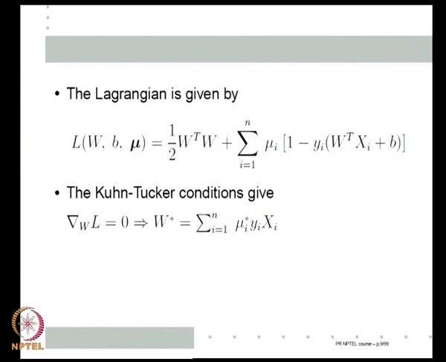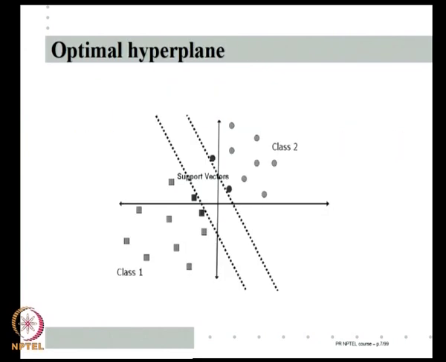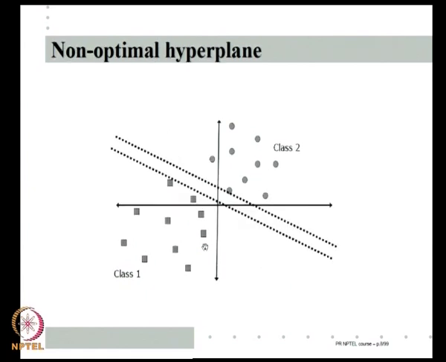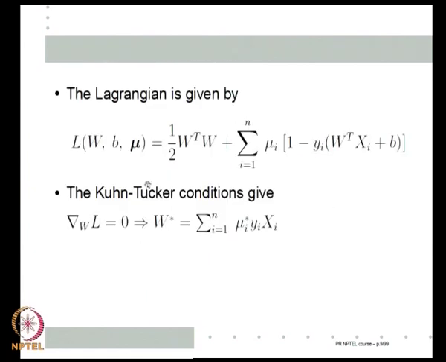So, what is my Lagrangian for this problem? The Lagrangian is my cost function plus the sum of all the constraints multiplied by the Lagrange multipliers. So, my Lagrangian will be half w transpose w plus the sum over i of mu i into 1 minus y i times w transpose x i plus b. Mu i are the Lagrange multipliers. So, L is a function of w and b, the optimization variables, and all the mu i, which are the Lagrange multipliers.